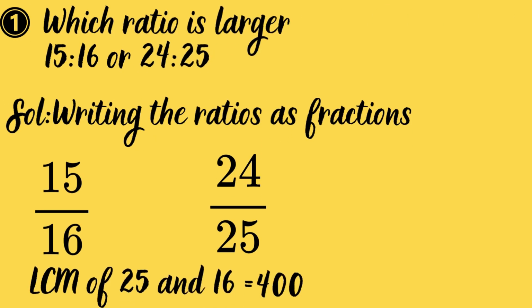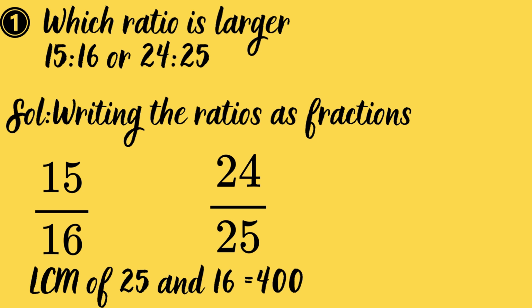Let's look at our first problem. Which ratio is larger, 15 is to 16 or 24 is to 25? So let's write the ratios as fractions. We will write 15 is to 16 as 15 by 16, and 24 is to 25 will be written as 24 by 25.